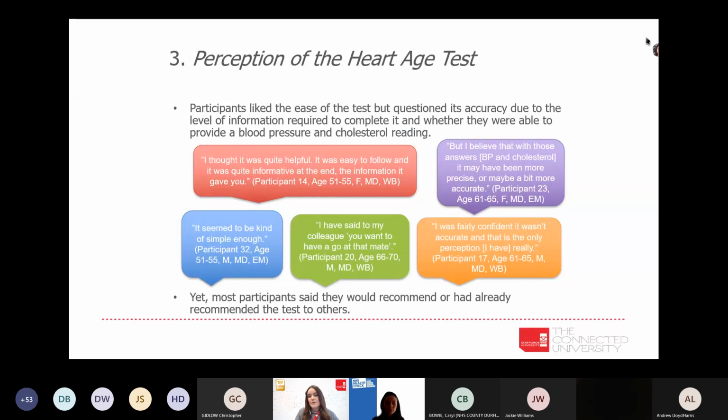The third theme, perception of the heart age test. Participants liked the ease of the test, reflected in the blue and the red bubble. "I thought it was quite helpful. It was easy to follow and it was quite informative at the end, the information it gave you."